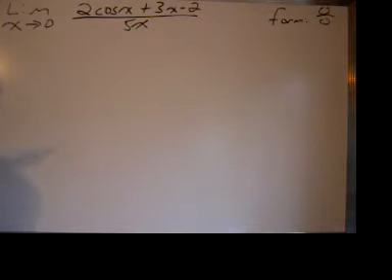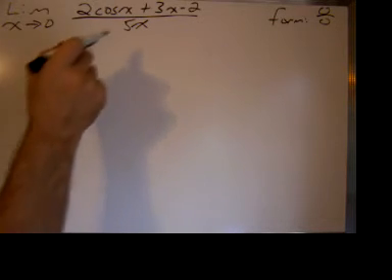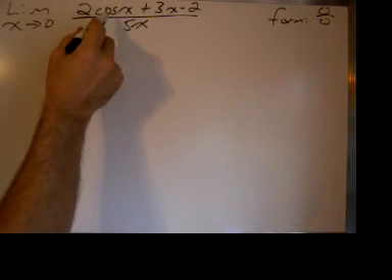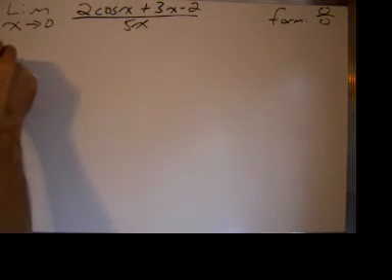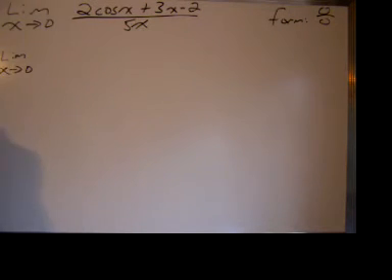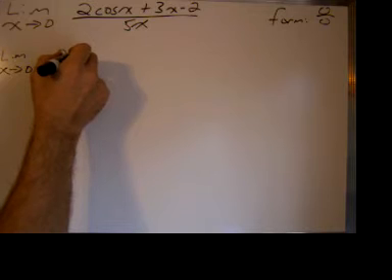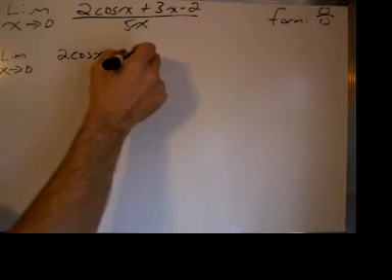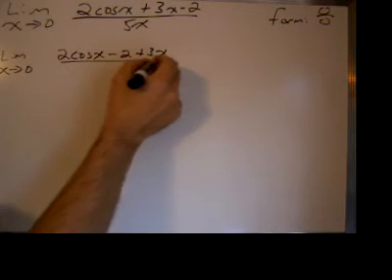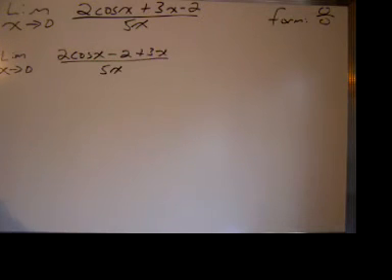I also notice that I have the sum of 3 terms in the numerator, and that between two of the terms of the numerator, 2 cosine of x and negative 2, I have a common factor. So I'm just going to rewrite this limit as the limit as x goes to 0 of 2 cosine x minus 2 plus 3x all over 5x.